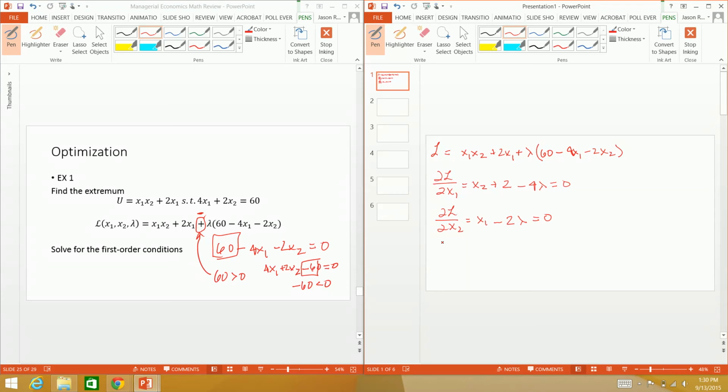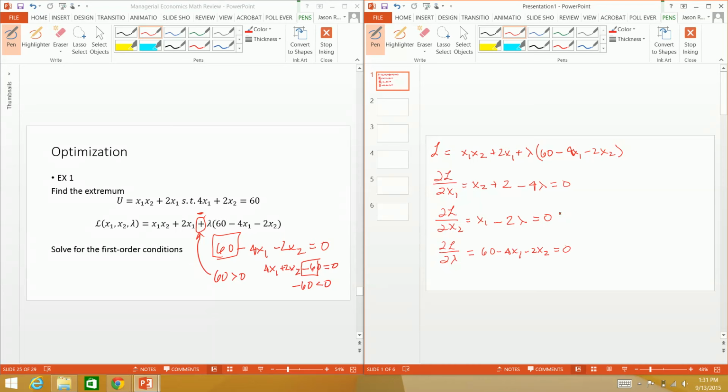And now lastly, we take the derivative with respect to our lambda term, and we will always get back our constraint. So we have 60 minus 4x1 minus 2x2 equal to 0. So we have these three conditions that we now can use to solve for x1, x2, and lambda.